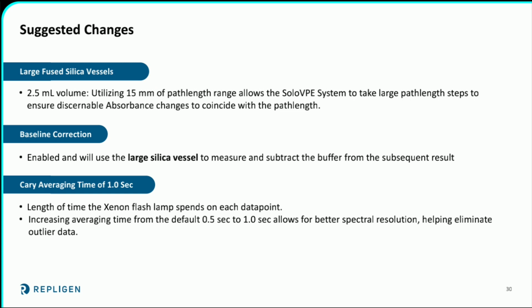And lastly, carry averaging time. This is actually very important for low concentration. Because we're working with such low absorbance values, we tend to find more outlier data appearing because the instrument noise is actually coming into play here. So if we increase this averaging time, we can lower the amount of outliers and make our results much more consistent and hopefully more linear than using a different method.